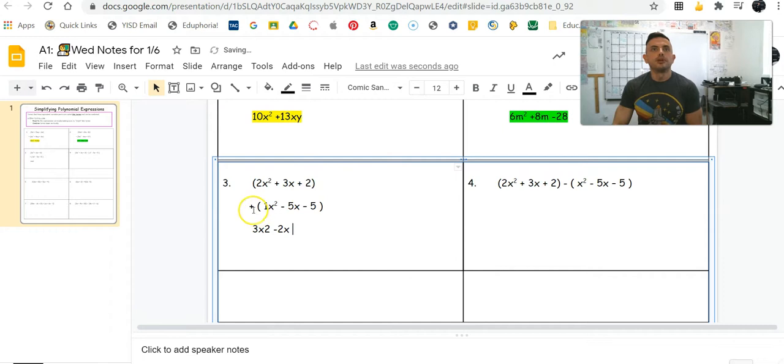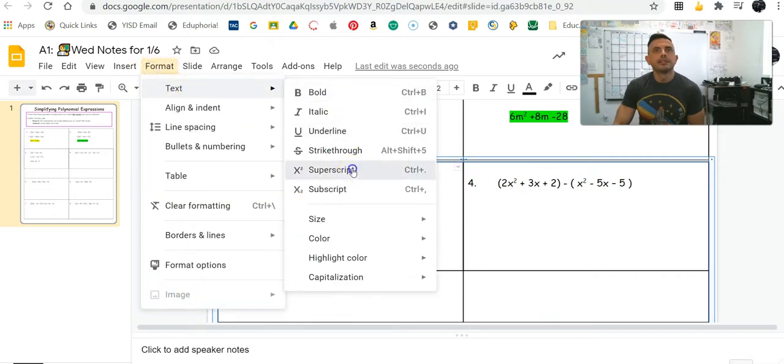And then positive 2 plus negative 5, just like the last one. 2 plus a negative 5 means 2 minus 5, and 2 minus 5 is going to be negative 3. I need to make sure to make this an exponent, so I'll go ahead and do that really quick, make it a superscript.